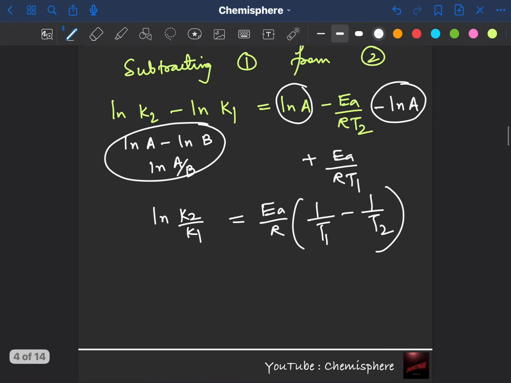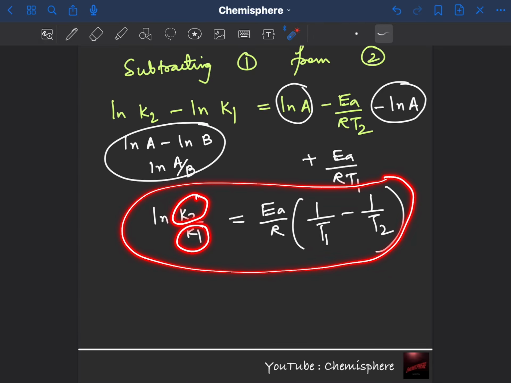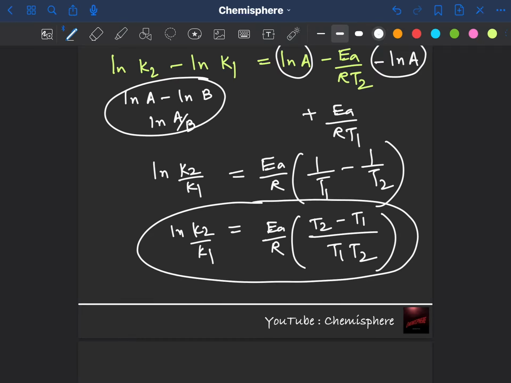Here K2 and K1 are the rate constants of the same reaction, we should not forget that, at different temperatures T1 and T2. Upon solving it further, and taking the LCM, we get EA by R times T2 minus T1 over T1 T2. So this is the final equation that we'll be using in this question: ln of K2 by K1 is EA by R, T2 minus T1 by T1 T2.